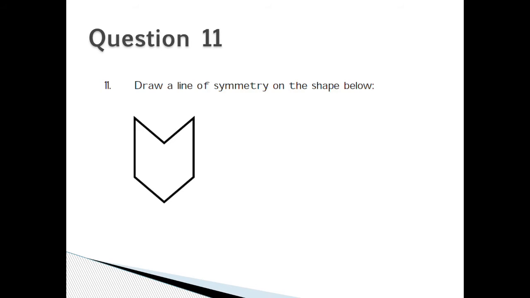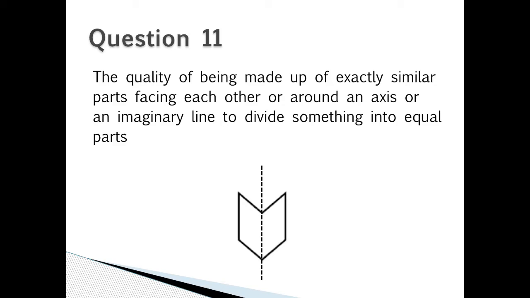Question 11. Draw a line of symmetry on this shape below. Symmetry is the quality of being made up of exactly similar parts facing each other or around an axis or an imaginary line to divide something into equal parts. The line of symmetry will go right through the middle of the shape.